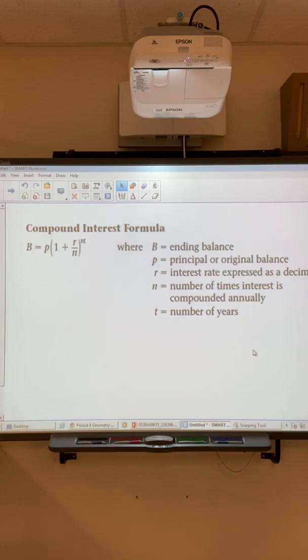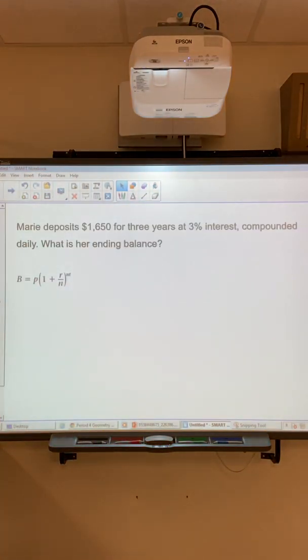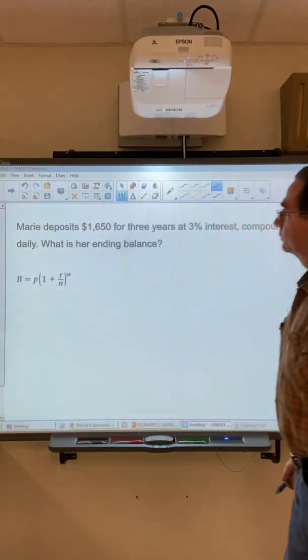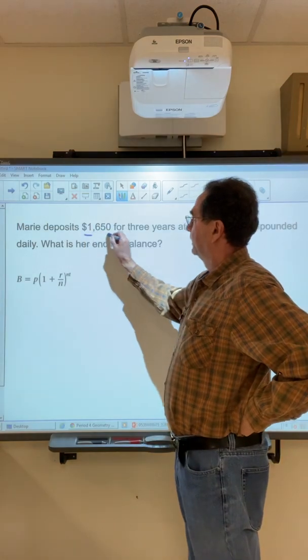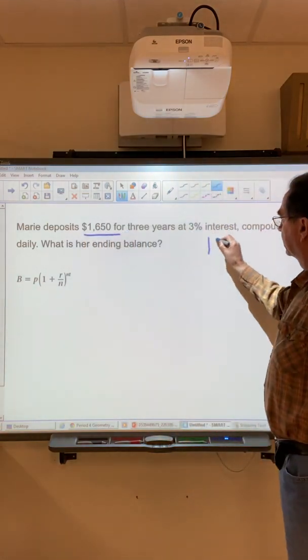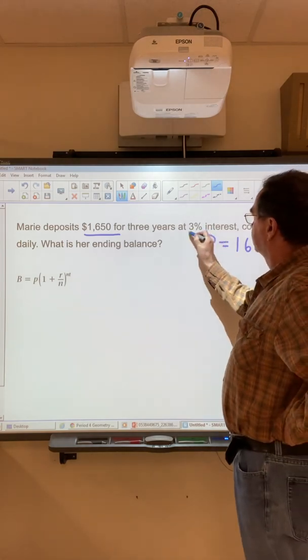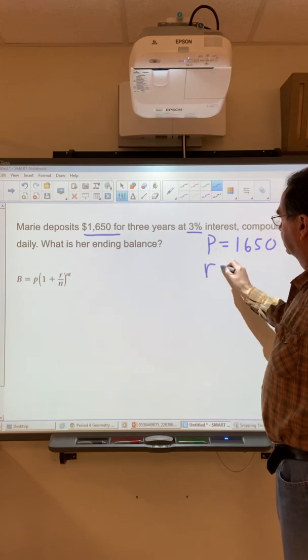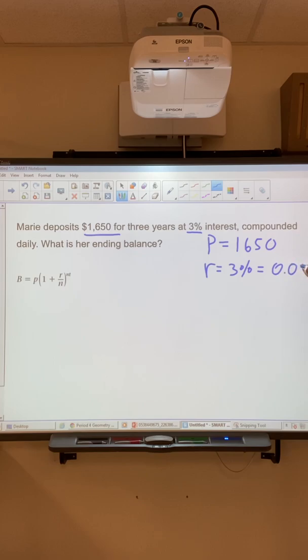Okay, you're going to need a calculator for this formula. So let's do a couple of examples now. I've included the formula on each example. So Marie deposits $1,650 for 3 years at 3% interest, compounded daily. 1,650, that's our principal. 3% is our rate. So our rate is 3%, but you convert that to a decimal and it becomes 0.03.